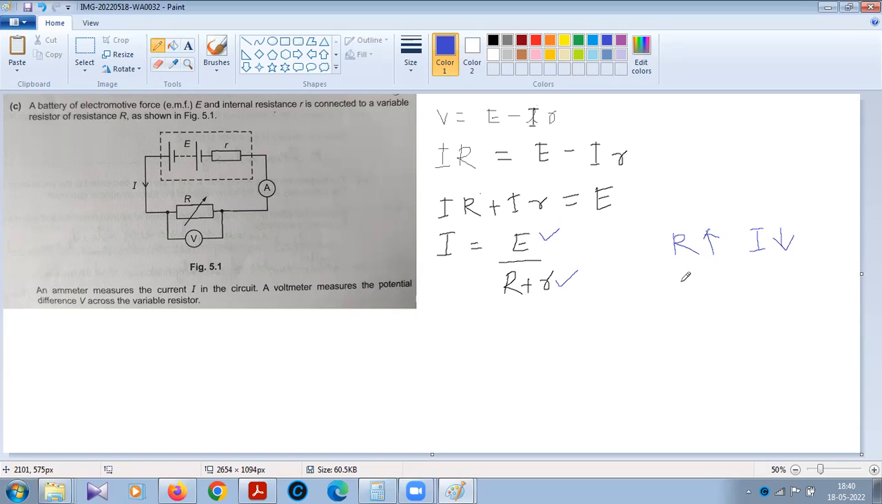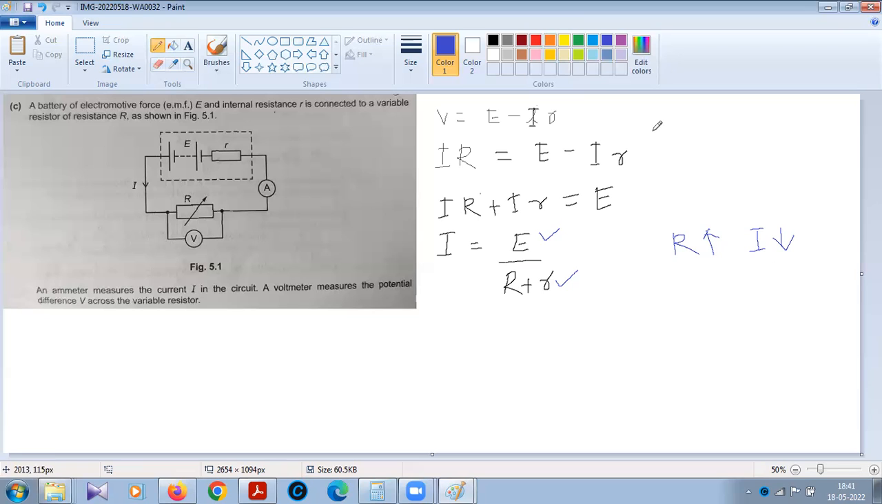Yes, sir. So how is internal resistance constant? Won't it change? Like if variable resistance increases, then r will decrease, right? Internal resistance depends on the battery, what type of battery you are taking. So it has to do with its internal structure. So it's a constant. So if R increases, then the denominator increases and the I decreases.